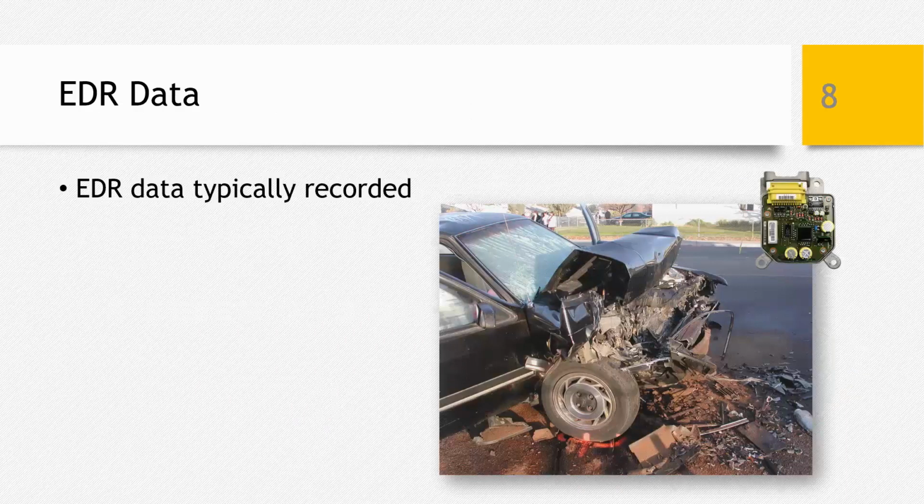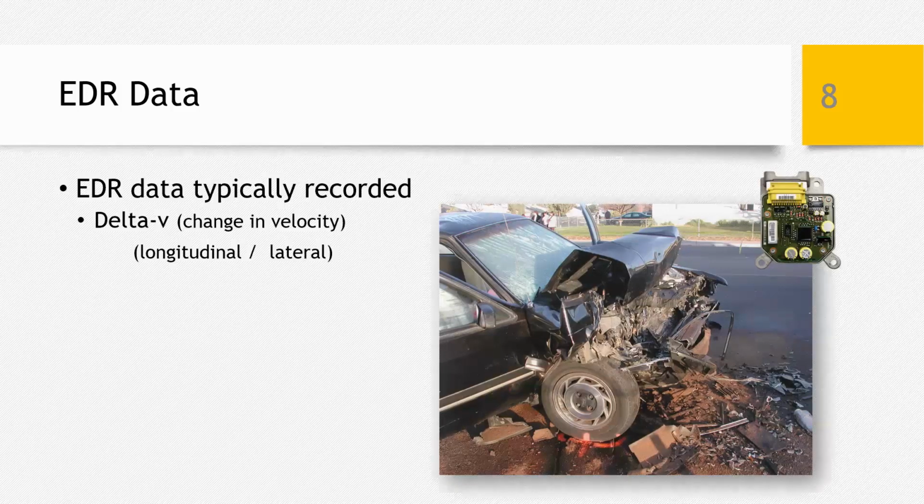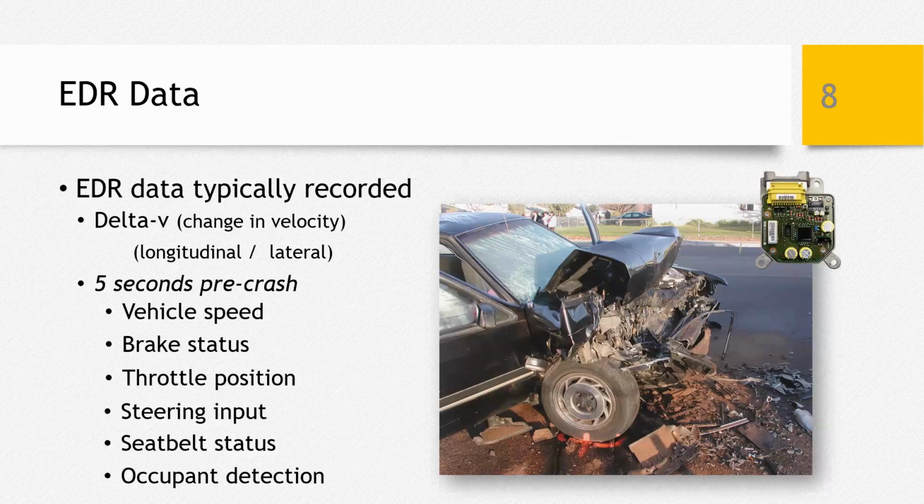So let's talk about the different types of data elements that you can expect to find in most event data recorders. Most EDRs contain the delta V, or change in velocity, related to a crash. Both longitudinal and lateral delta Vs are captured in most event data recorders. Most event data recorders record 5 seconds of pre-crash data. Pre-crash data is exactly that. It's pre-crash. What was happening 5 seconds before impact? Many EDRs record this data in 1 second or half-second intervals and include things like vehicle speed. So how fast was the car going 5 seconds before the impact, 4 seconds before, 3 seconds before?